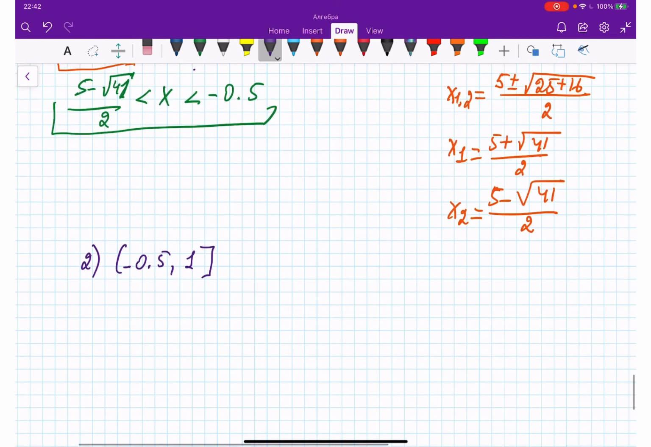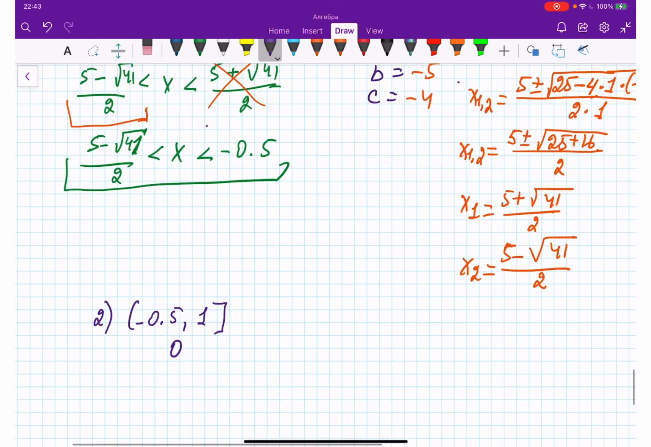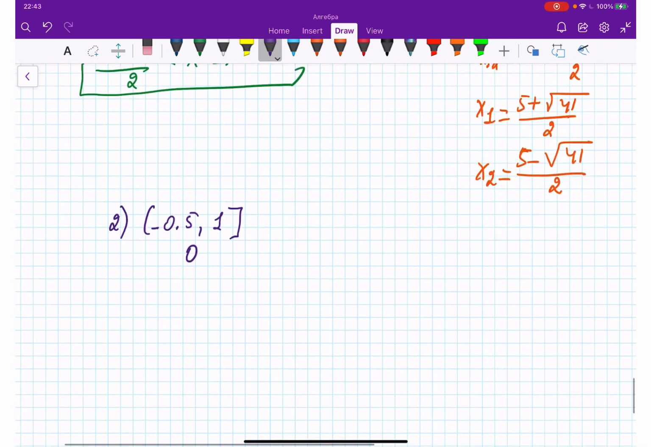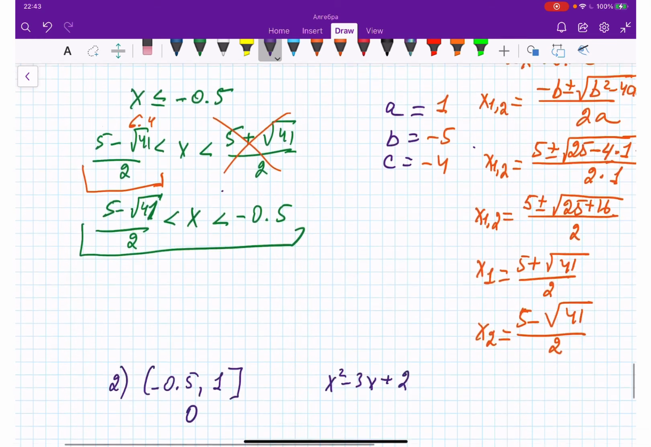Okay, let's find out these components of this inequality. Are they positive, negative? What do we have? I'm plugging in 0, the easiest part. So what did we have there? X squared minus 3x plus 2. And we had also 2x plus 1.